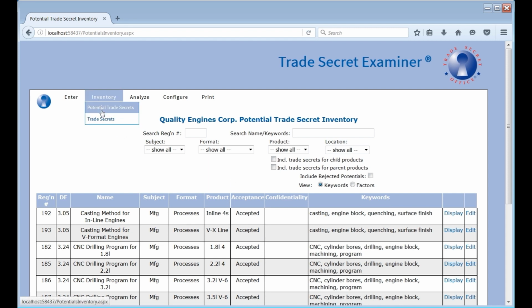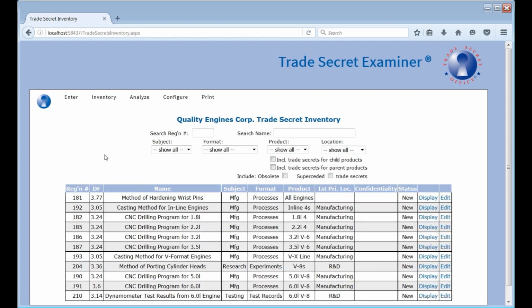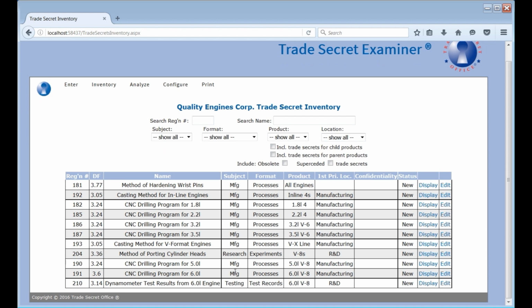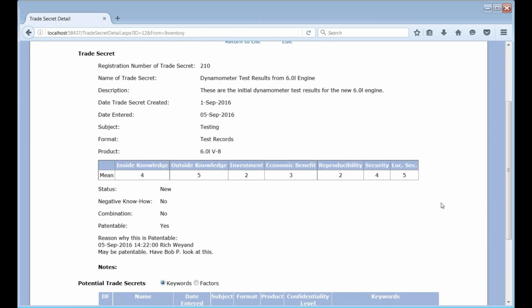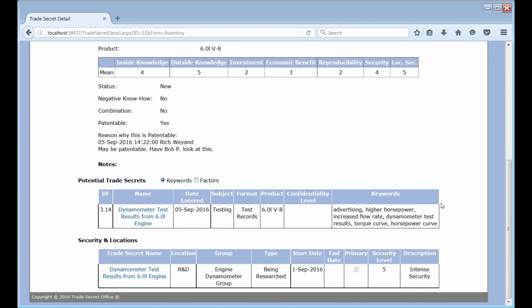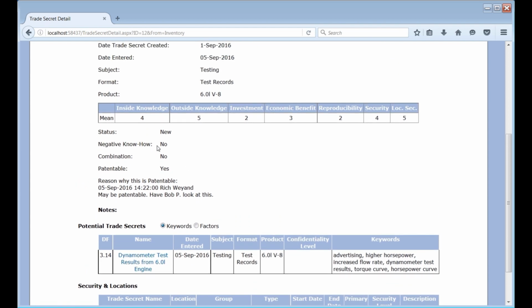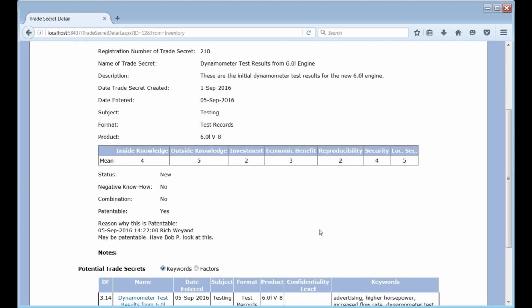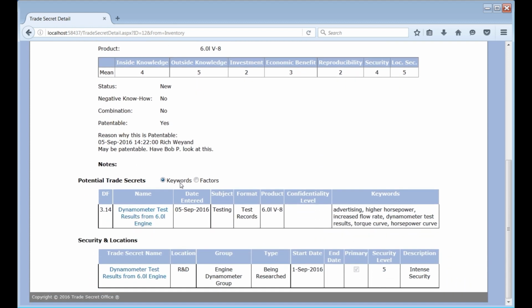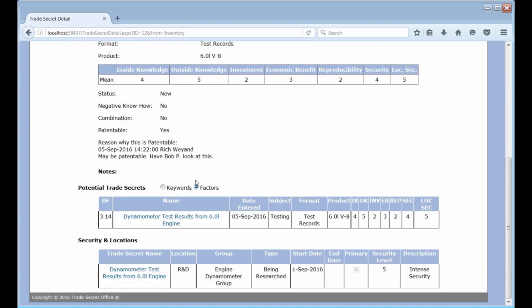And now let's go over and look at our trade secret listing. So here's the trade secrets in the system. I can display that. And this shows me the current status of the trade secret. It gives the rankings on the 6 factors. It does show that it might be patentable and why. I'm showing this with the keywords. I can also show this in the potential. This is the potential that led to this.